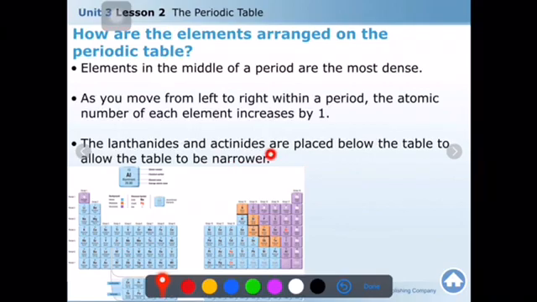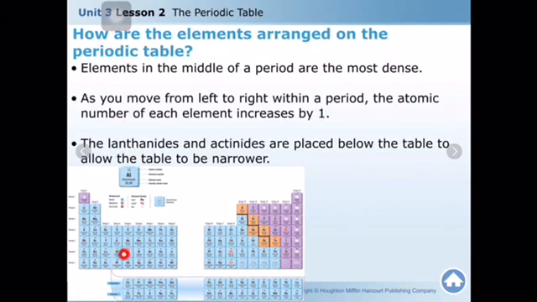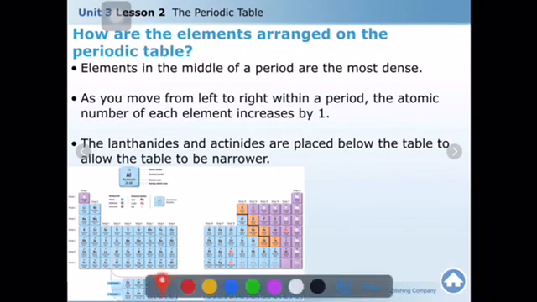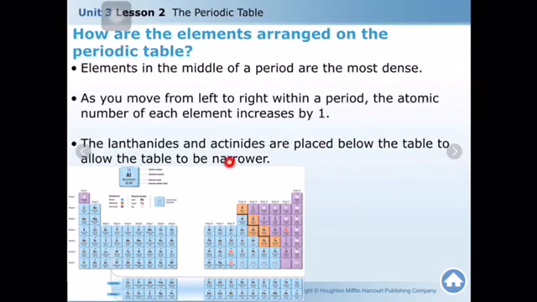The lanthanides and actinides are placed below the table to allow the table to be narrowed. Why is it necessary? To allow the table to be narrowed, they are actually fitted over here, between the third and fourth group. But you should know that, for example, thorium belongs to group number 5, but it is not very important. You may just say that to narrow the periodic table, lanthanides and actinides are placed below the table.